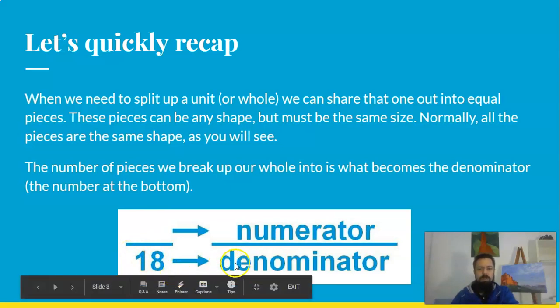That's how many pieces we break up the whole into. And if you ever get confused about which is at the top and which is at the bottom, I always remember that D is for down, and that's why the denominator is at the bottom.